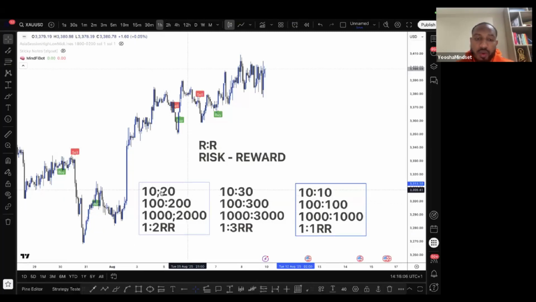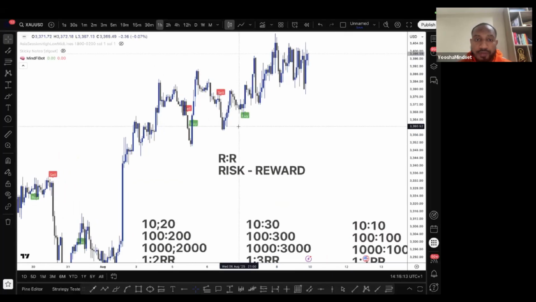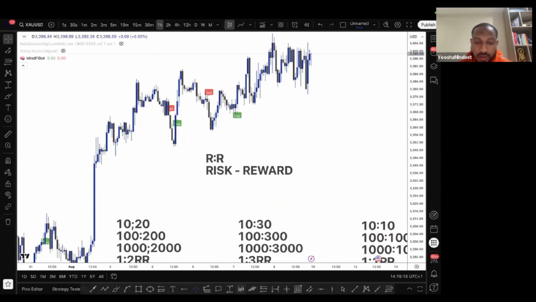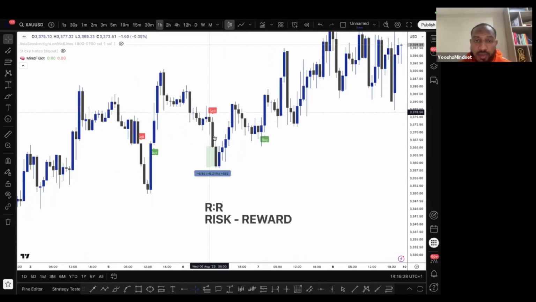So what it means, 1 to 2: if you enter a trade, for example, let's use this gold trade here. If you enter a trade here and you want to do 1 to 2, you can see from where the signal came in, which is this level. That means the open of this candle. That is when the sell signal printed. So when the signal prints, you open your sell position.